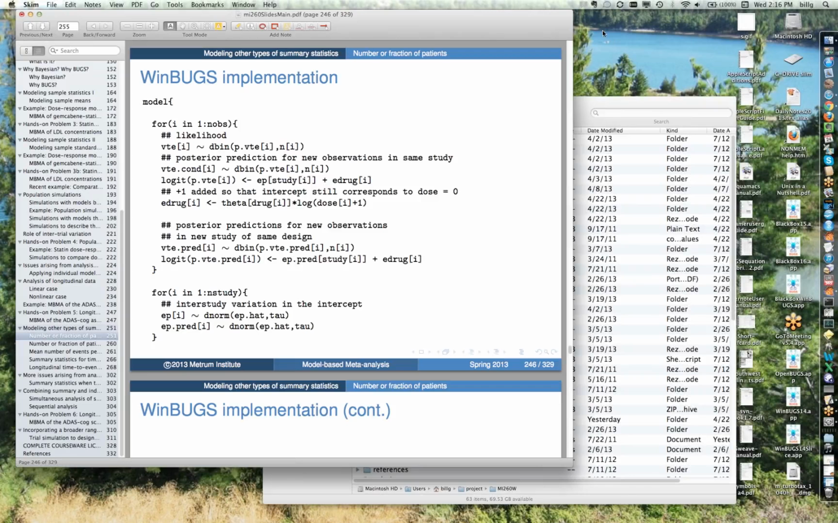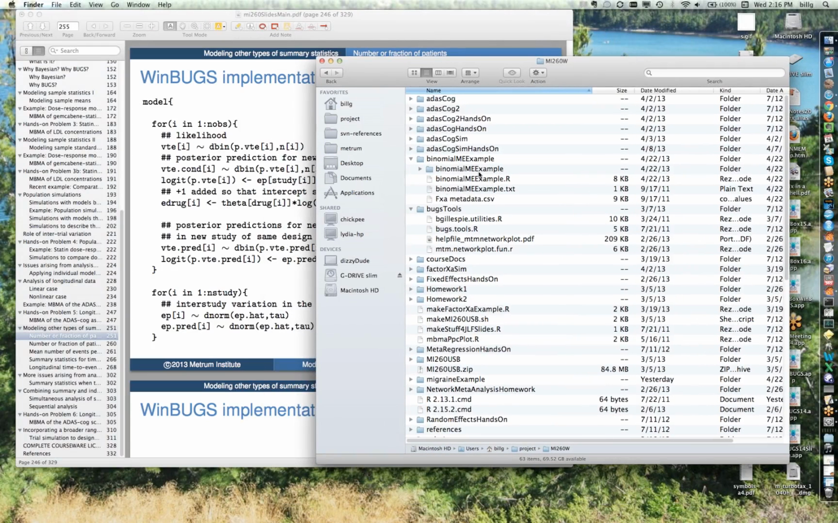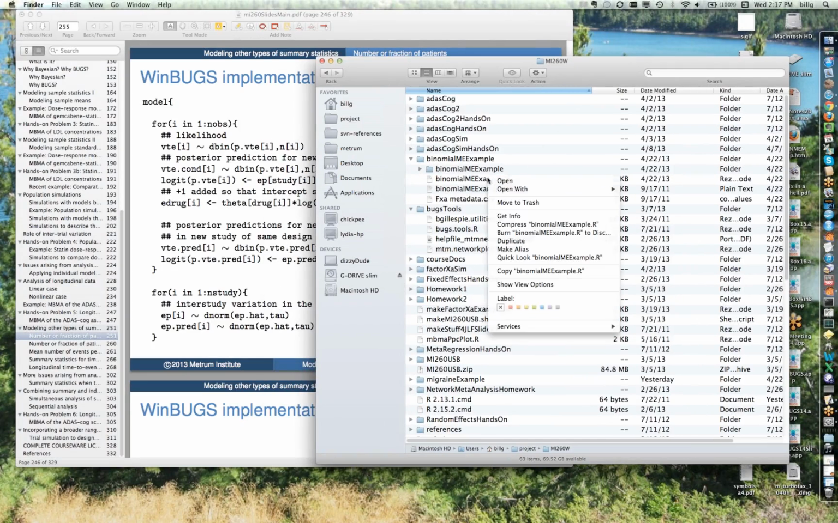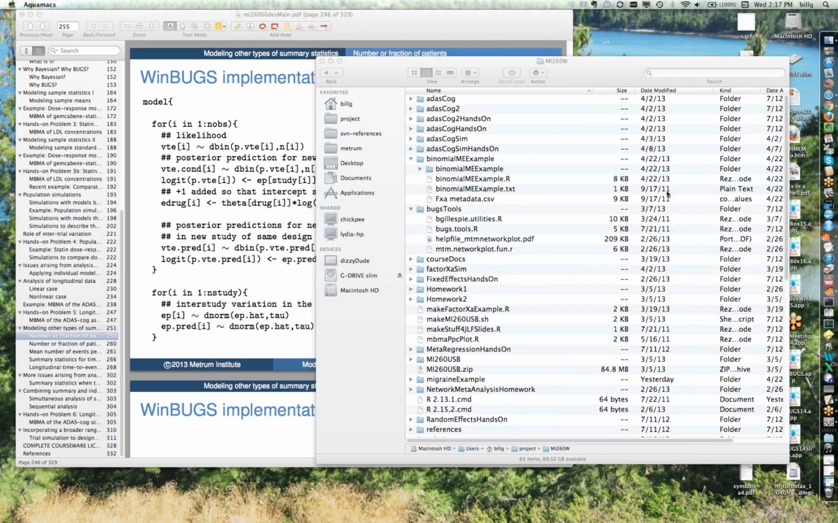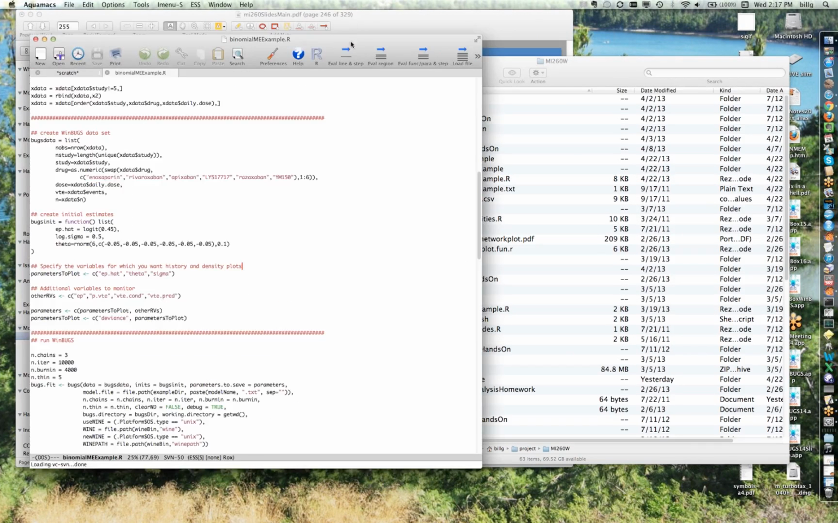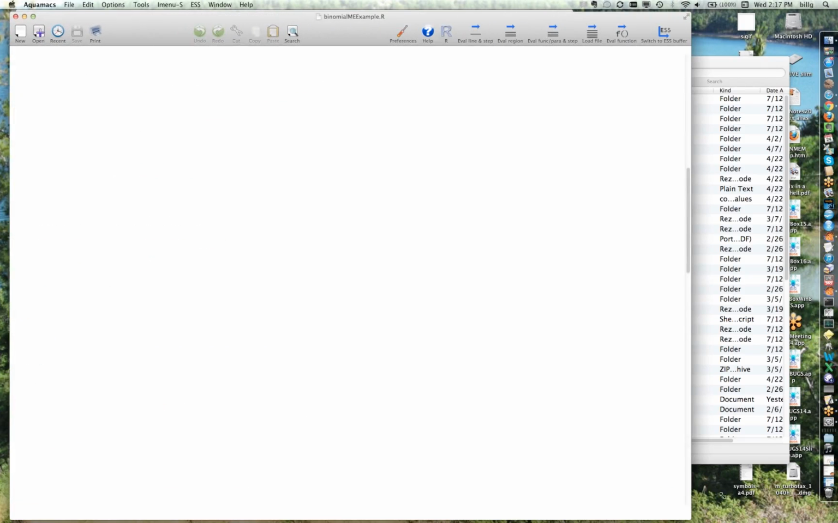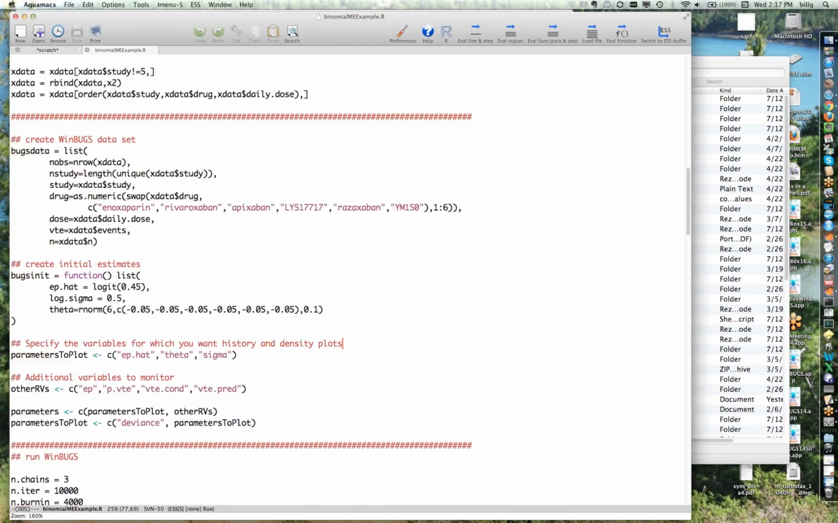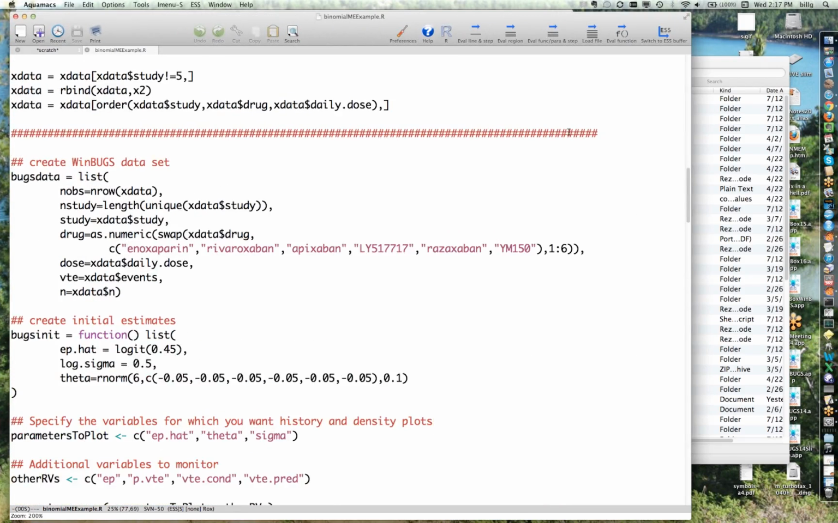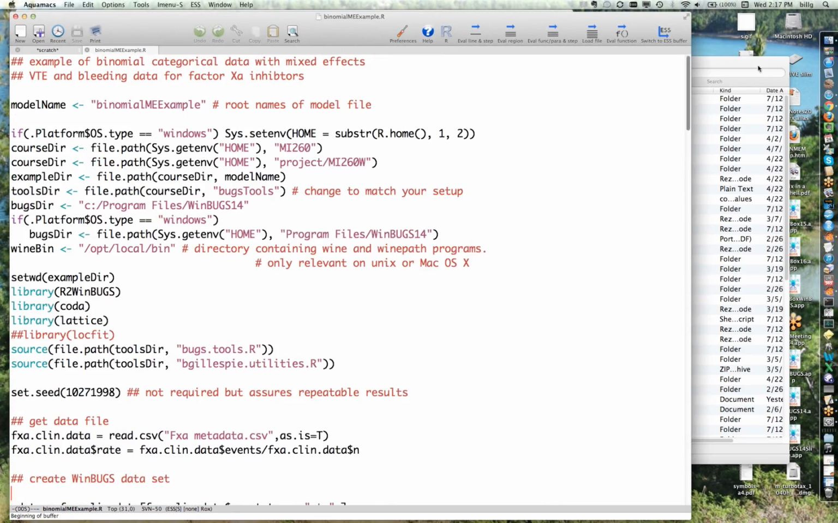Let's actually, at this point, jump to the actual files here. This is something I posted on the website where we've got this particular example. It was called binomial MEE example. The reason for the name, by the way, was that in the context of MI255 I was talking about binomial mixed effects models, thus the binomial ME. Let's go ahead and open up the model. Oh, I opened up the R script. Let's try the model.